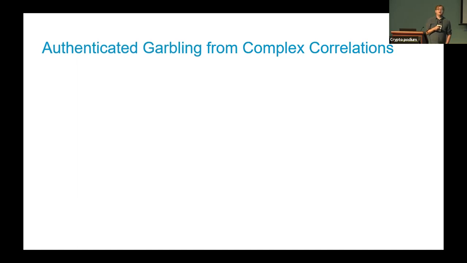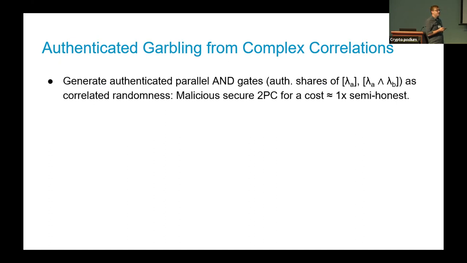Now, the talk is titled Authenticated Garbling from Simple Correlations. So I want to explain what you can get away with if you just allow any correlation you want. First of all, we started with authenticated bits and then went to authenticated parallel AND gates. And as I said, that step was hard. So you can just skip to that step and generate authenticated parallel AND gates from scratch. Wouldn't that be nice?